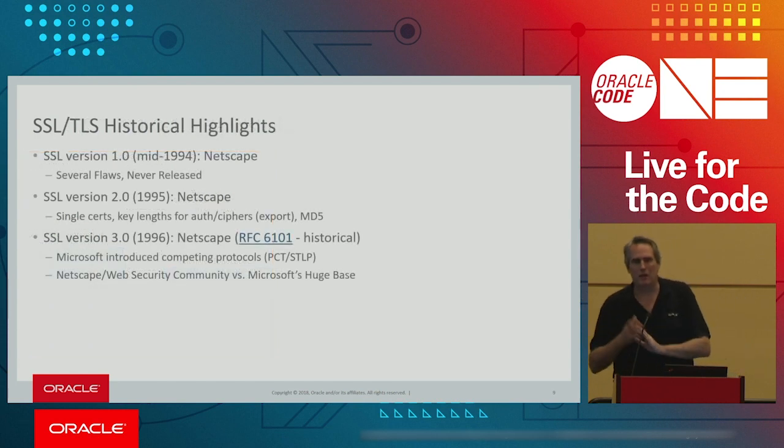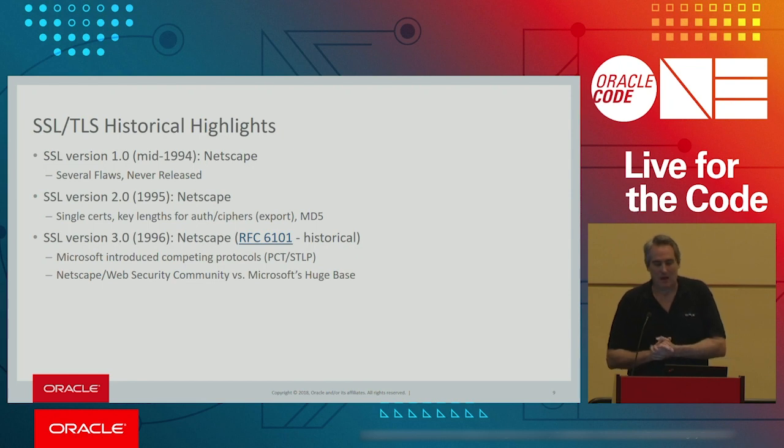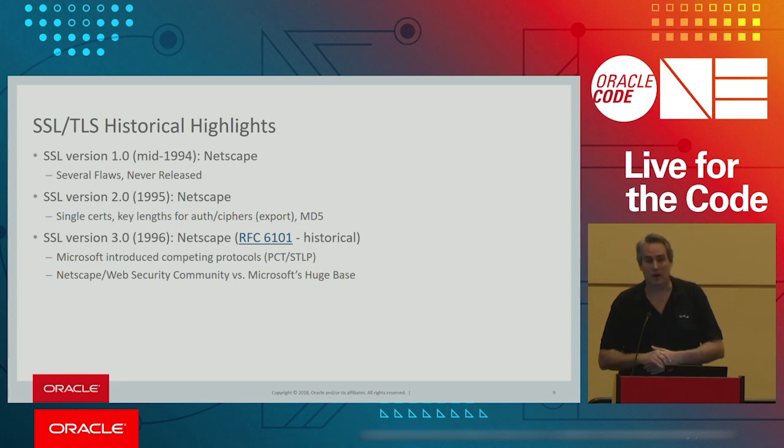So I'm going to really briefly touch on some of the historical highlights. There was an original version, SSL version 1, which Netscape never released. Then there was a version 2, which had a few things that were problems. There's great information on the web if you want to learn more about what was in these and what some of the limitations were. SSL v3 was the first one that really caught on. It was also developed by Netscape, and it was documented as RFC 6101, if you want to go back and look at it.